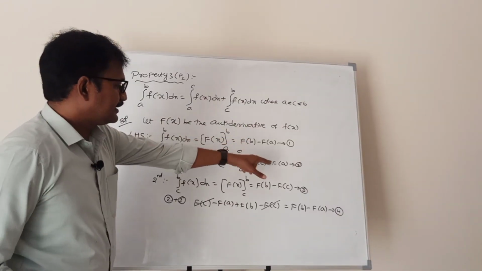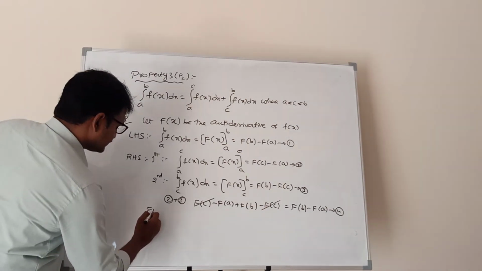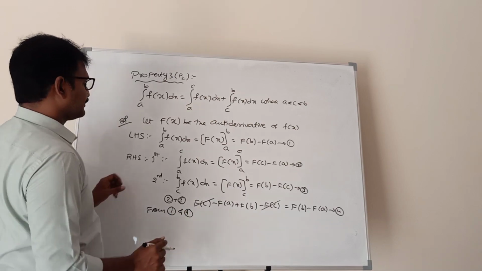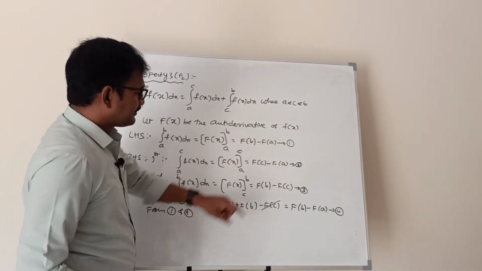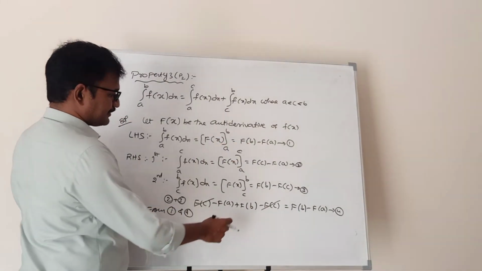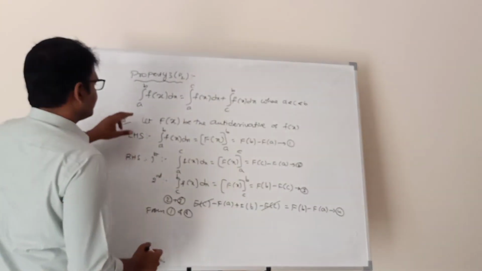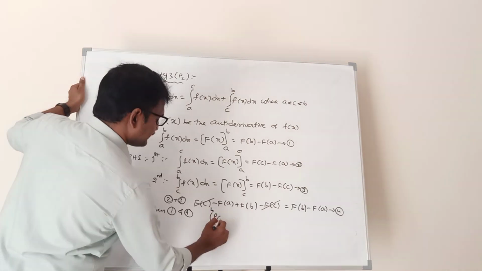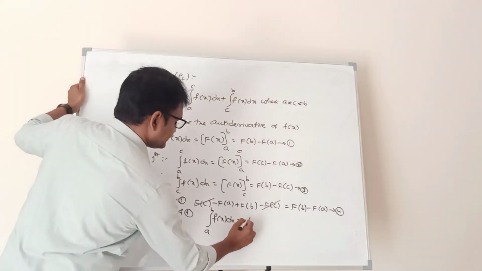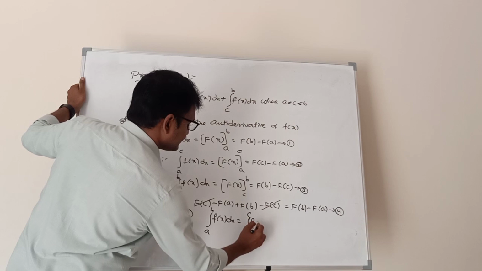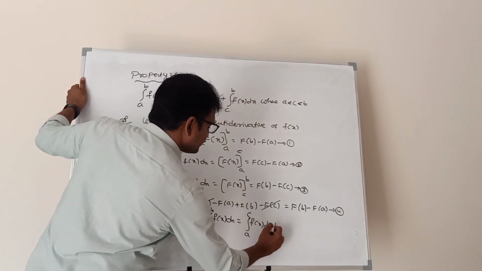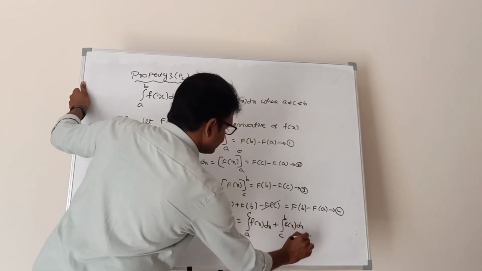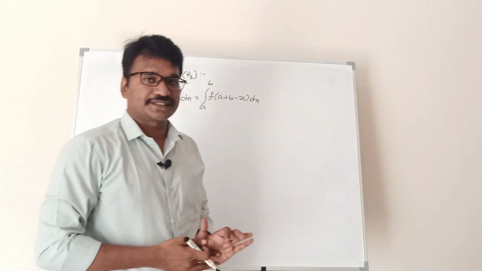Now from 1 and 4, what is the LHS value? F of b minus F of a. What is the RHS value? F of b minus F of a. Therefore, integration of a to b f of x dx is equal to integration of a to c f of x dx plus c to b f of x dx. This is property number 2.